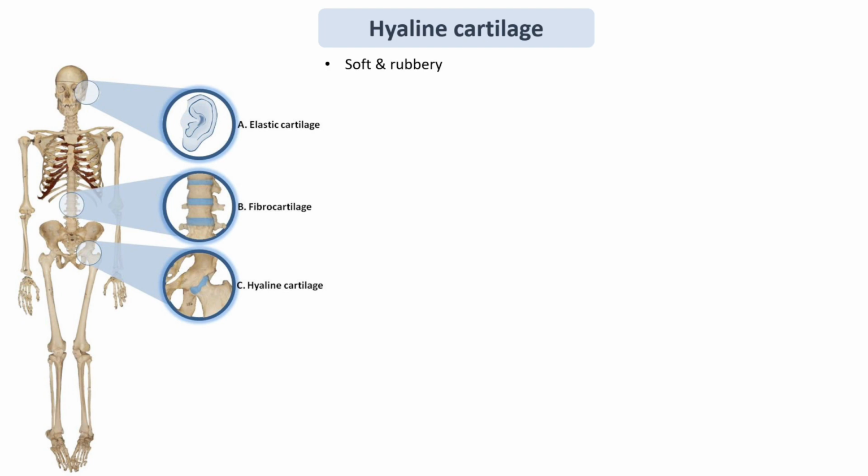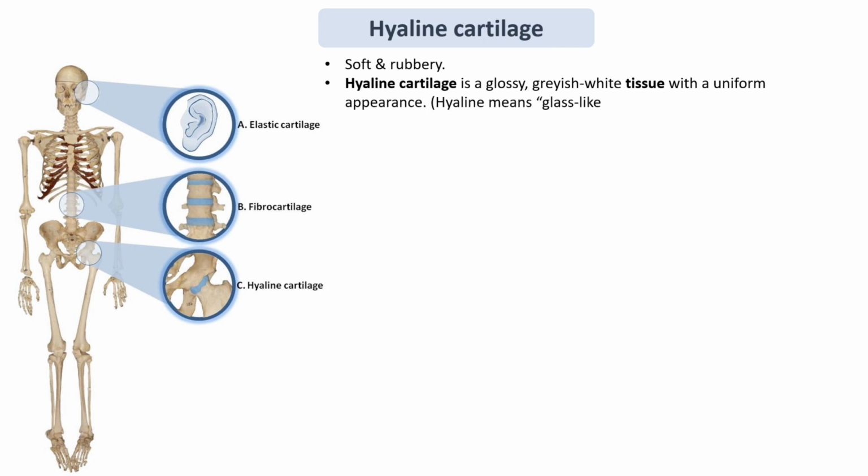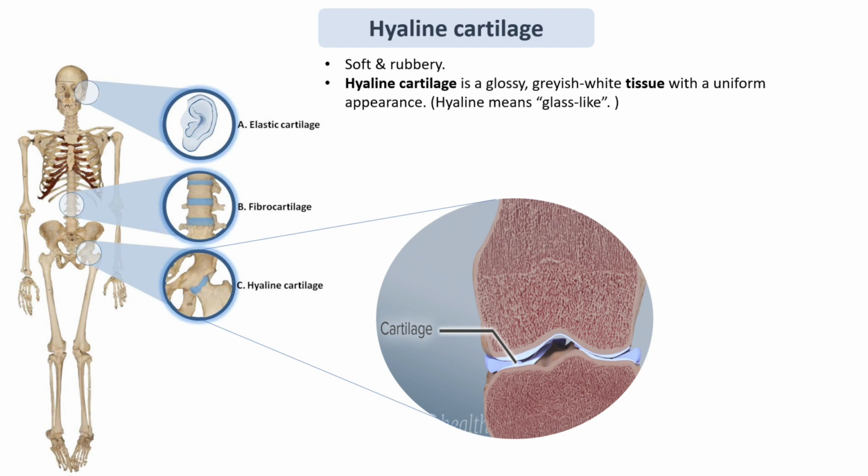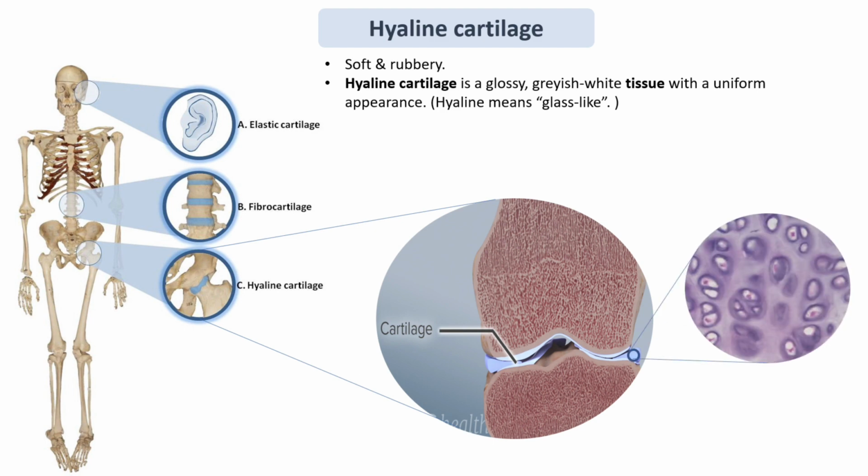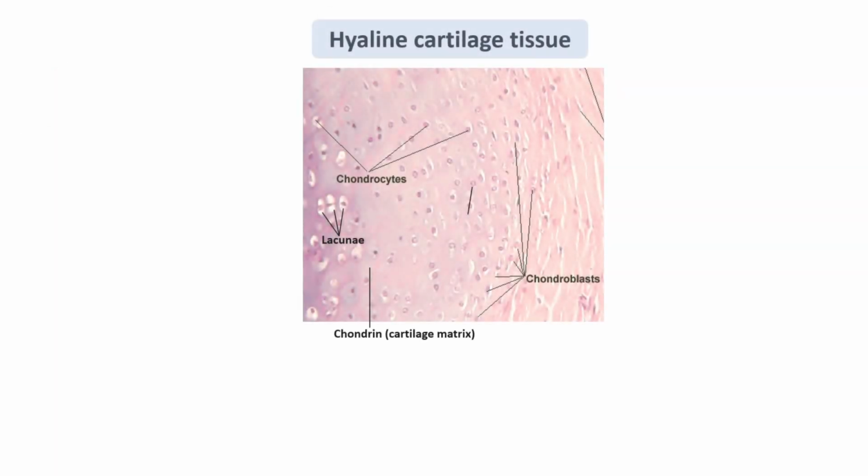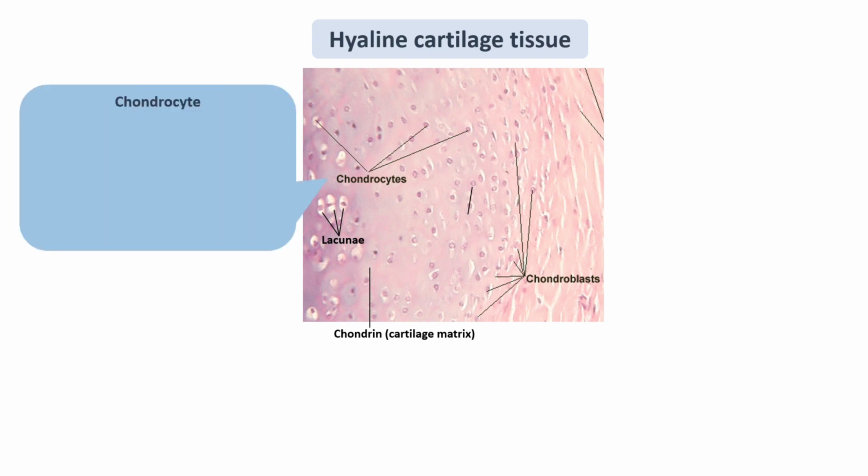Hyaline cartilage is another type of connective tissue. Unlike compact bone, it is soft and rubbery. Hyaline cartilage is a glossy, grayish-white tissue, with a uniform appearance. Hyaline cartilage has chondrocytes. Chondrocytes are mature cartilage cells, which originate from chondroblasts.